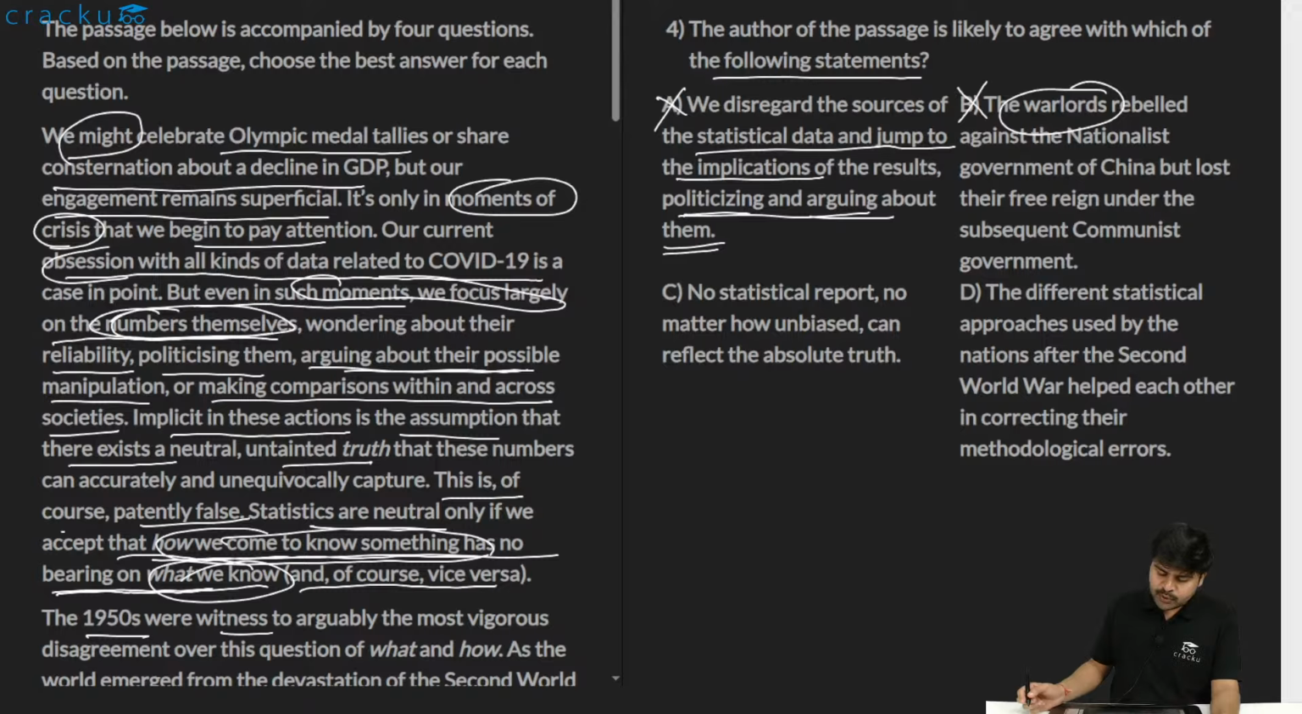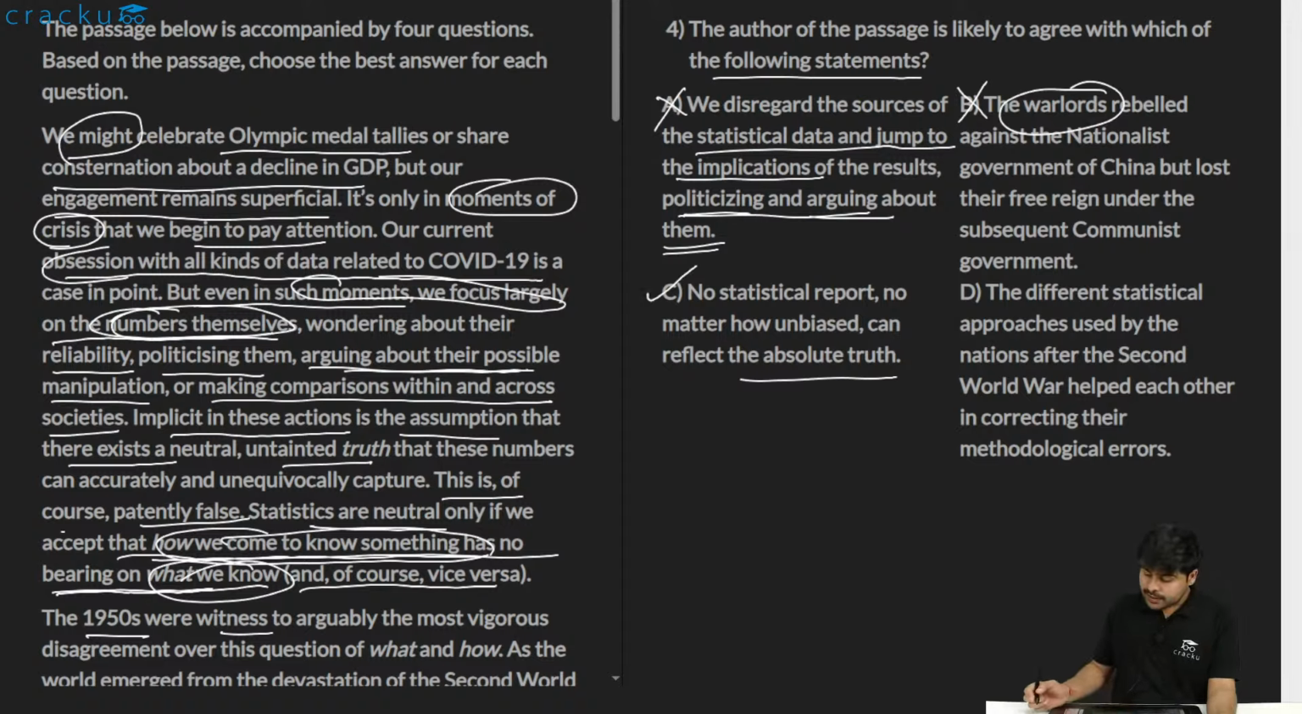C says, no statistical report, no matter how unbiased, can reflect the absolute truth. This is something that the author would agree with, because the author is very clear with the fact that statistics is tainted with colors. It is not objective. There is no absolute truth. So this should be the correct answer.